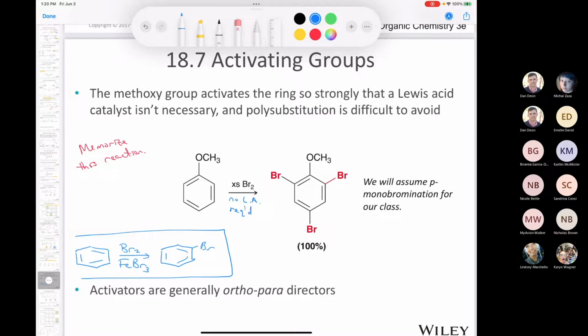If you just take that anisole and treat it with just plain old bromine in excess, it brominates in both ortho positions and the para position. So you end up with a 2,4,6-tribromoanisole. So it just polysubstitutes, and it's actually difficult to avoid that. However, are you ready for this? In our class for Chem 3111, we're always going to assume that you get monobromination and that it always occurs in the para position.